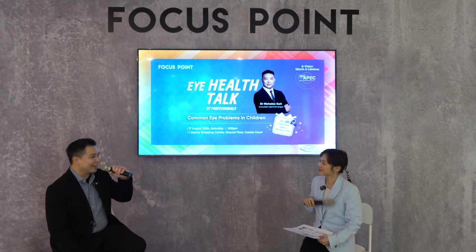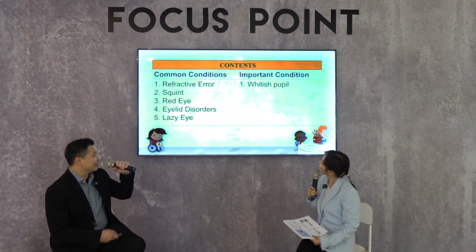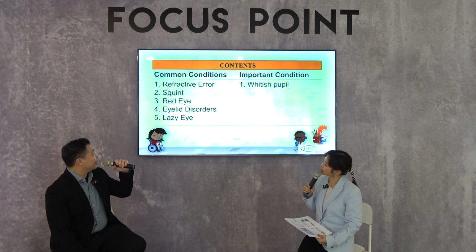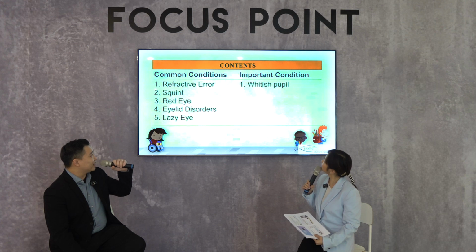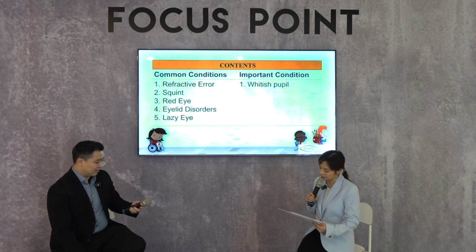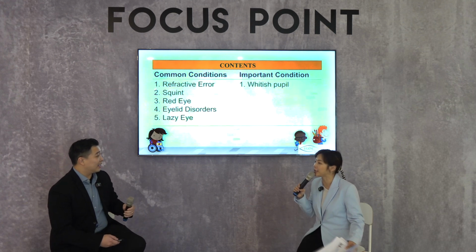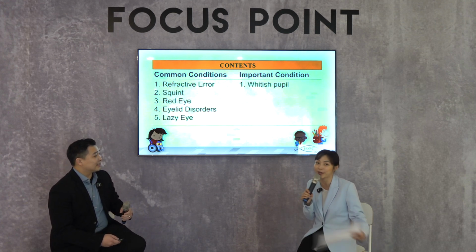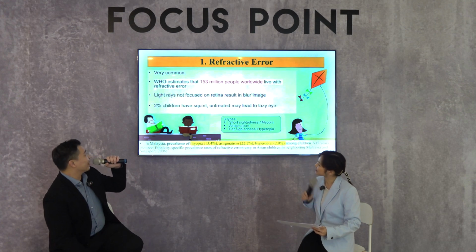Thank you. First of all, I would like to thank Focus Point for this wonderful opportunity to deliver a talk today. So I'll be going through the common conditions that we see in children. It can be refractive error, squint, red eye, eyelid disorders, lazy eyes, as well as I will touch on a certain important condition that is not to be missed among children. All these common conditions might be happening to your children as well, so you can really pay attention. Okay, so let's start off with refractive error.